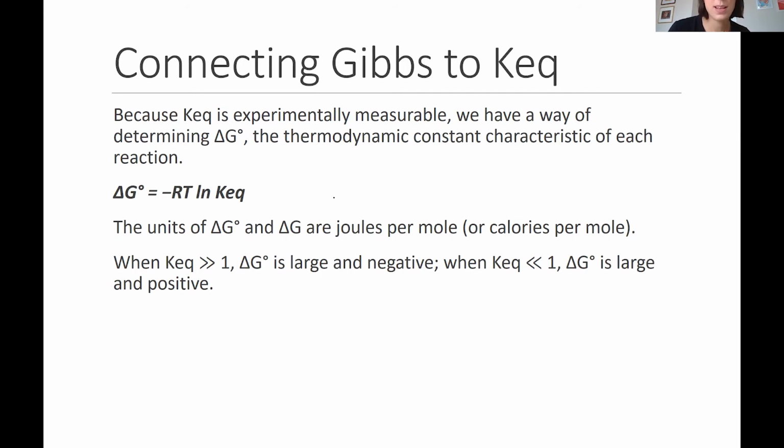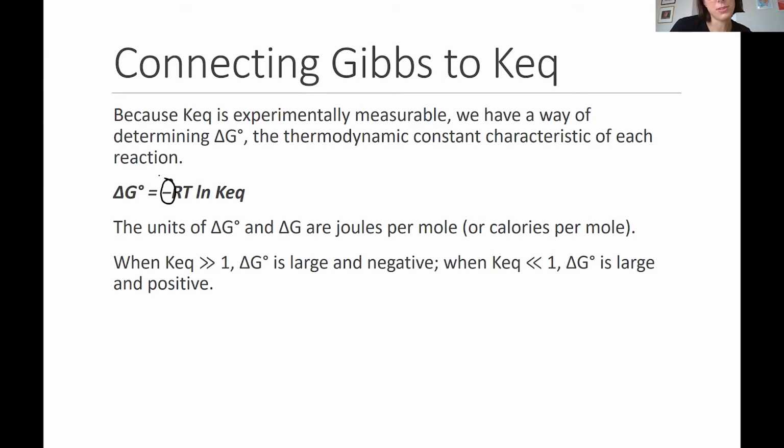Generally, when Keq is greater than 1, it's bigger than 1, the delta G is large and it is negative. Remember, we have this negative symbol here. So if we have a big Keq, that means delta G is large, it's negative, and remember that means that this is a favorable reaction. This is going to make energy.